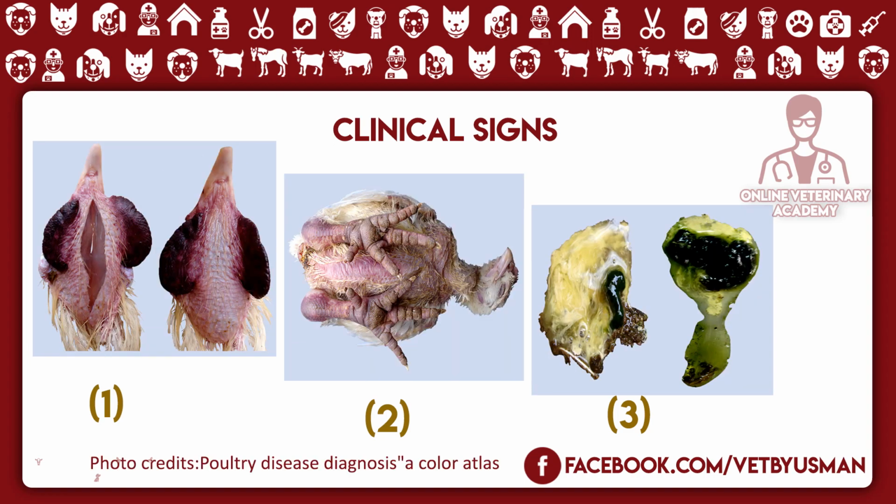In photo 1 there is subcutaneous edema of the intermandibular space. In photo 2 there are cutaneous hemorrhages on the shanks. In photo 3 green-white mucoid diarrhea can be observed.